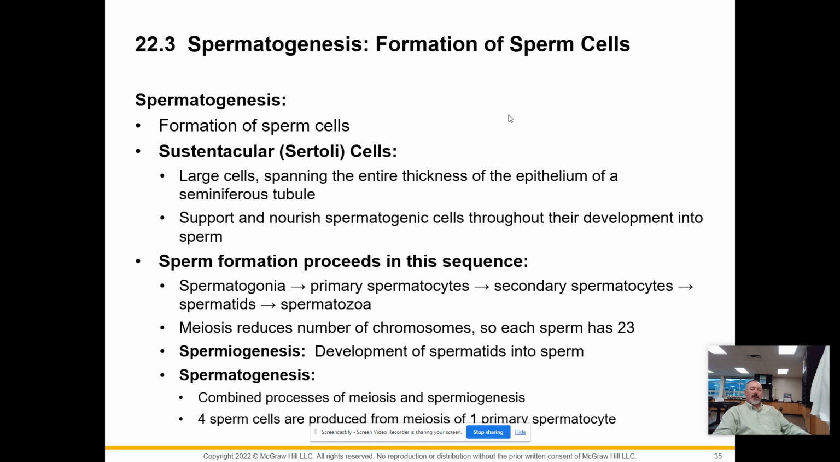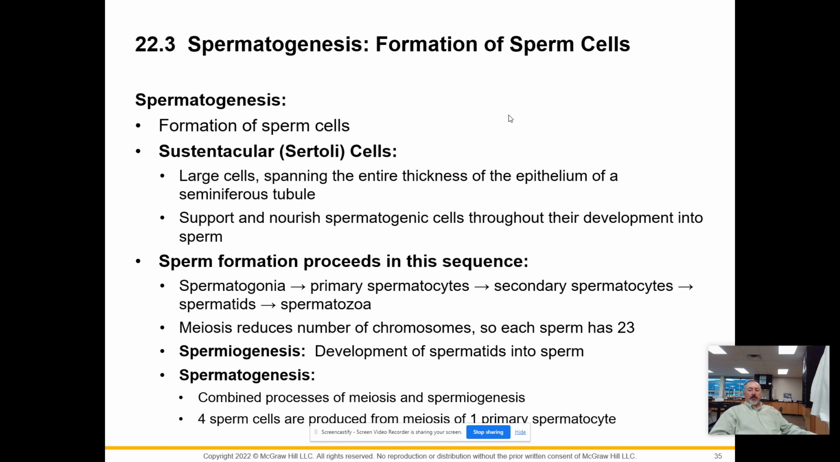There's a series of named cells in the process of sperm cell formation. You're going to start with spermatogonia. These are going to give rise to the primary spermatocytes. That'll give rise to the secondary spermatocytes, giving rise to the spermatids, giving rise to the spermatozoa. Meiosis is the process by which we go from diploid to haploid, going from 46 chromosomes in an original cell to 4 haploid cells, each having 23 chromosomes in them.